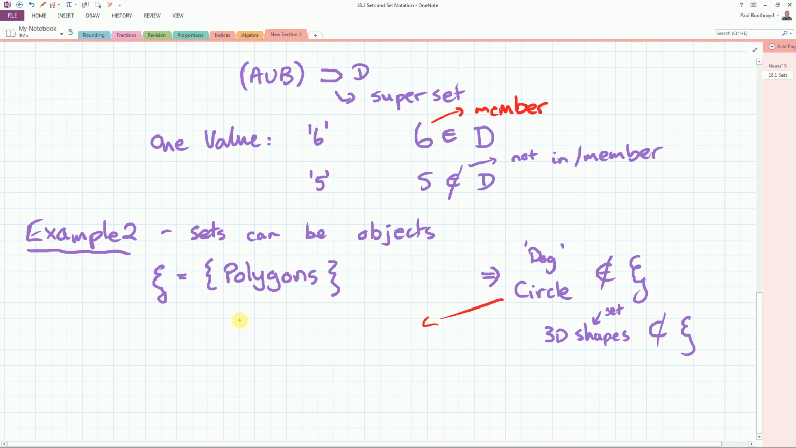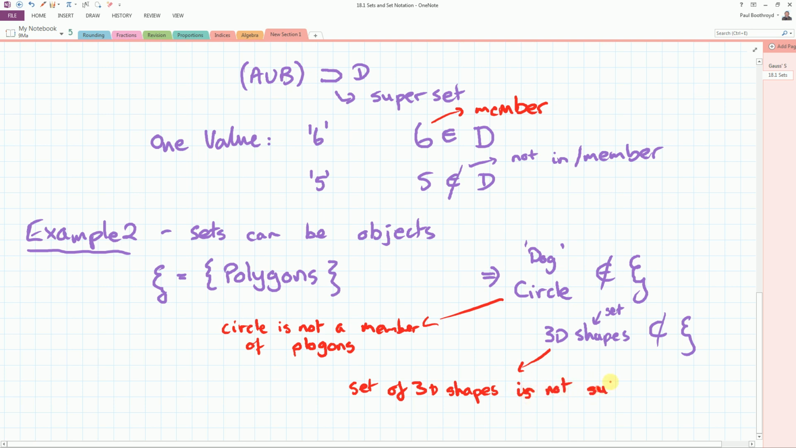So we've got here, circle is not a polygon, not even a member of polygons. And this one actually said the set of 3D shapes is not a subset. So that's a subtle difference you need to be aware of if you're answering questions.